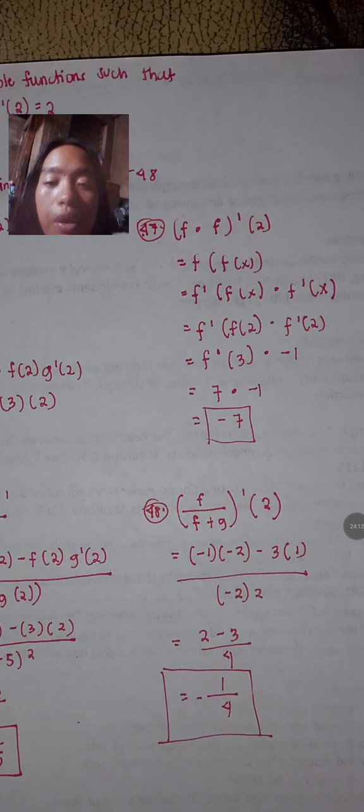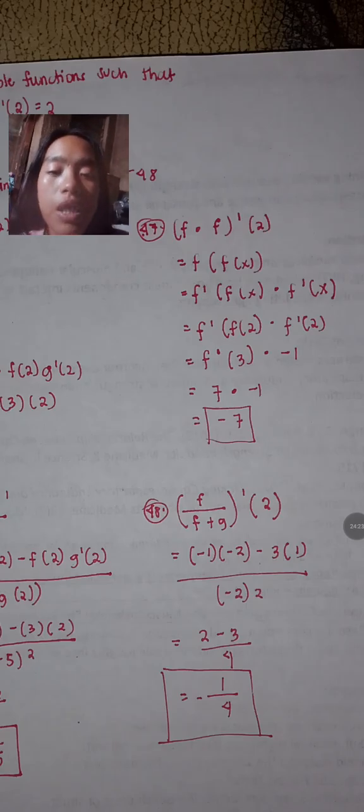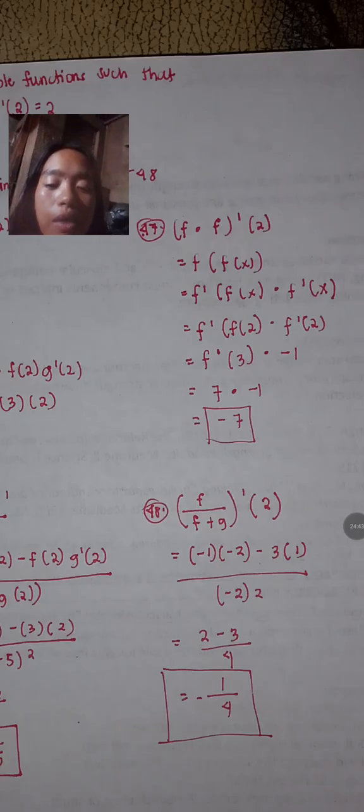And then we have our number 47, the quantity of f of f prime of 2. It's like a composite function. So we just need to substitute the values again. So f prime of f of 2 times f prime of 2. So that is f prime of 3 times negative 1. So that is 7 times negative 1, which is equal to negative 7.